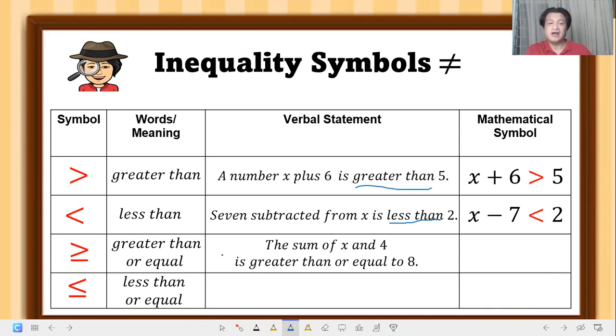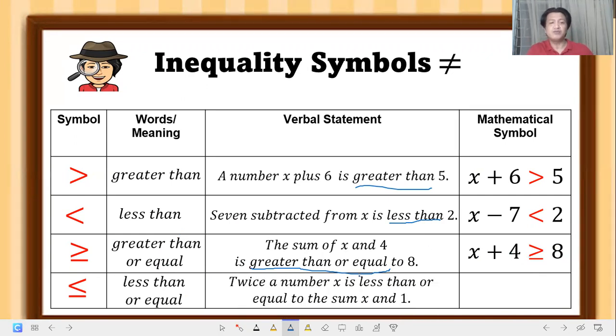Okay, gumamit siya ng salitang greater than or equal to. Kaya ang gagamitin natin dyan, yung symbol for this inequality, we have x plus 4 is greater than or equal to 8. And last example natin, we have twice a number x is less than or equal to the sum of x and 1. So the word used is less than or equal to. Kaya we are going to represent this as 2x is less than or equal to x plus 1.